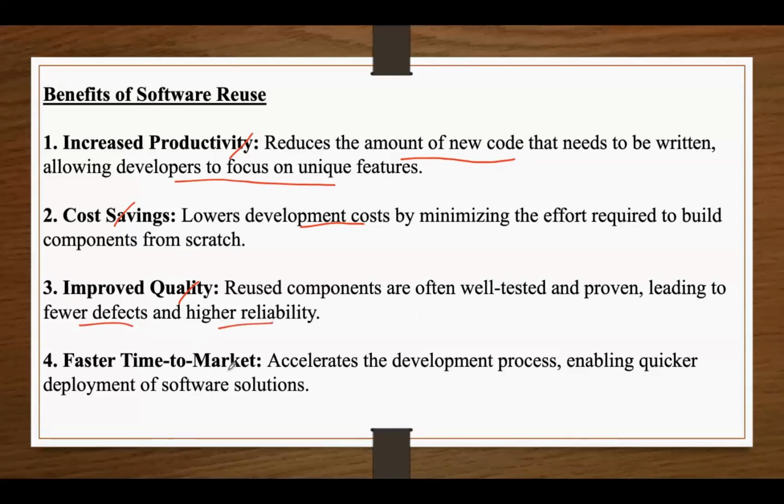Faster time to market. With reusable components, teams can accelerate the development process, enabling quicker iterations and faster release cycles. And also, faster development allows for the creation of prototypes that can be tested with users early in the process, facilitating quicker feedback and adjustments. So, it accelerates the development process and enables quicker deployment of software solutions.